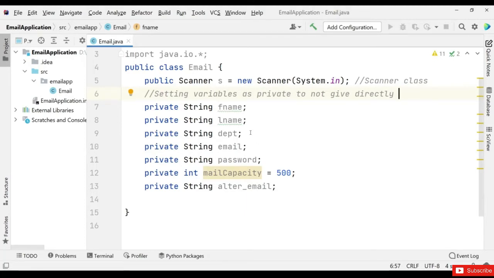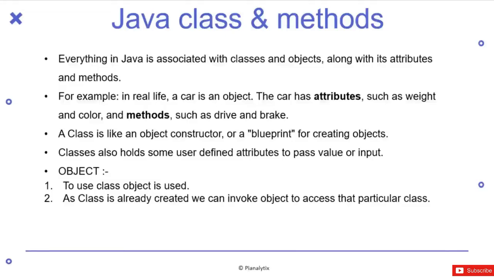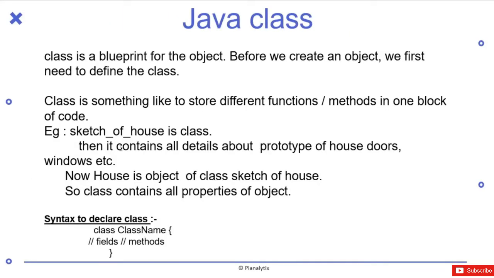Let us see some constructor methods and what is meant by method in Java. Okay, so we have seen the Java class. As I told you, I will tell some more about class. Class is a blueprint, we have seen. A class stores the functions or methods in one block of code. As an example, the sketch of a house is a class. It contains all details about the prototype of the house, doors, windows, etc.